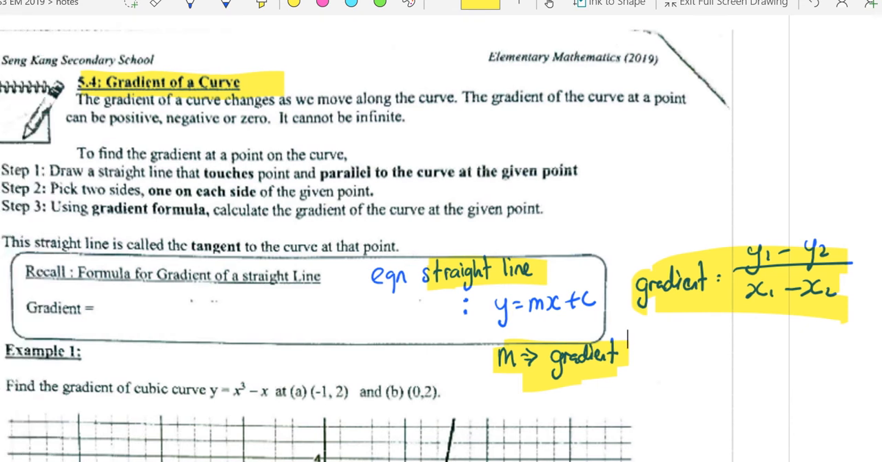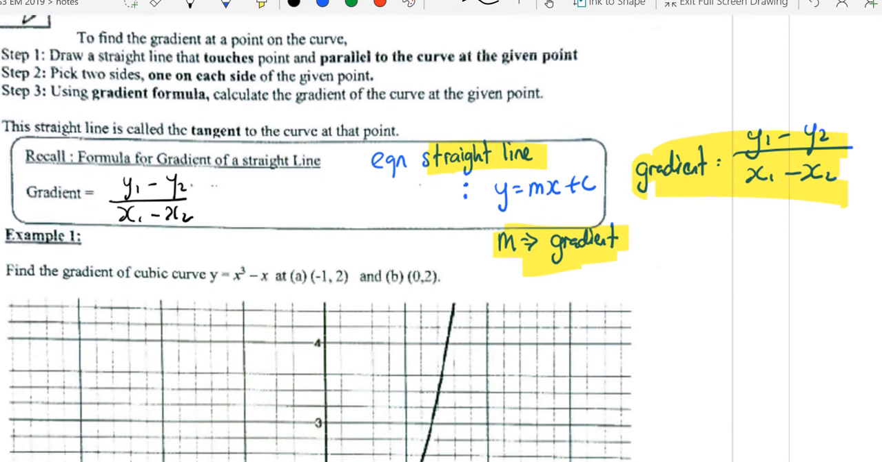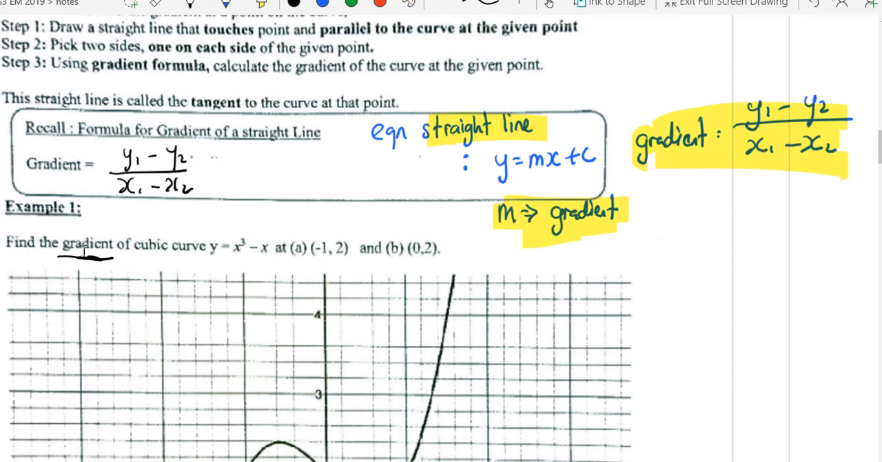Oh, by the way, I didn't see the box here. So this is for you to write down your gradient, right? Okay, this is for you to write down your gradient. So everything okay. But what about gradient of a curve at this? So let's look at it.